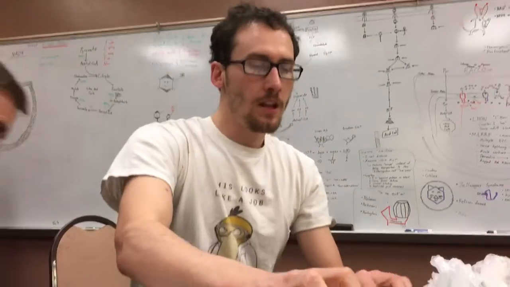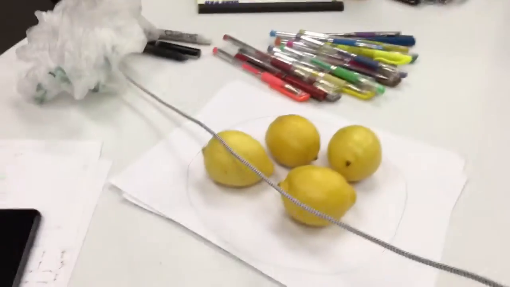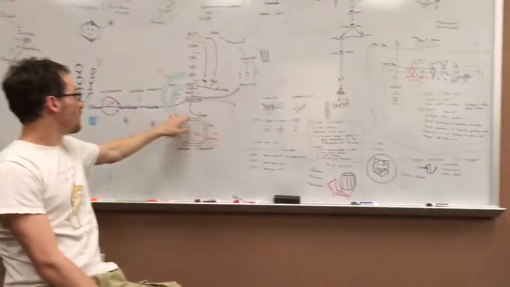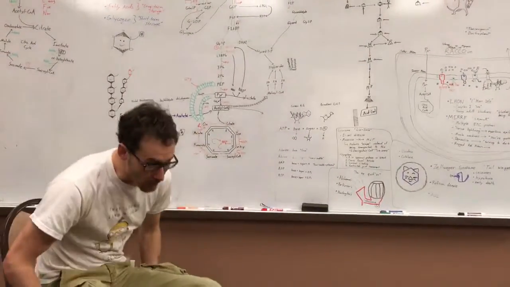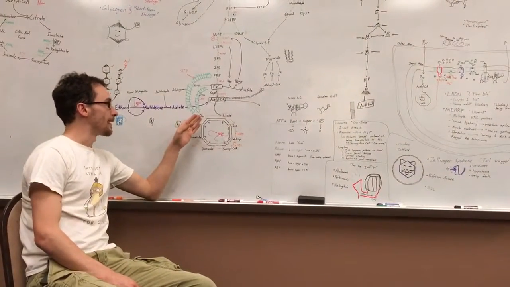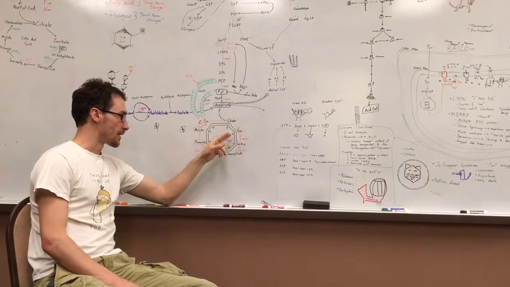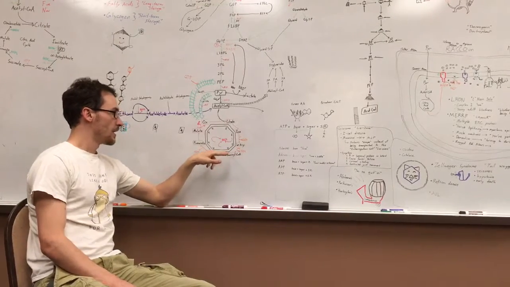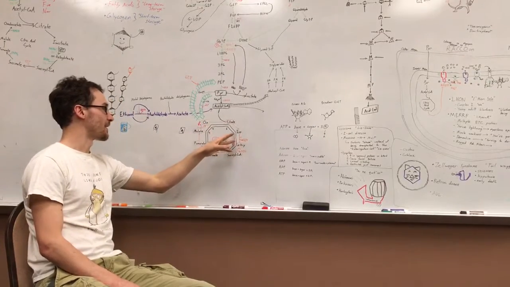One of the main points of glycolysis is to make acetyl-CoA, which will be used in the citric acid cycle. So let's do this the boring way first. Citrate, 6 carbons, converted to isocitrate, 6 carbons, converted to alpha-ketoglutarate, 5 carbons. Sorry, guys.